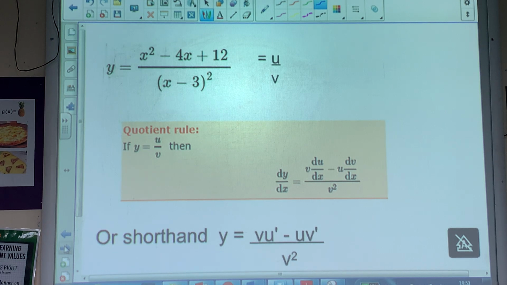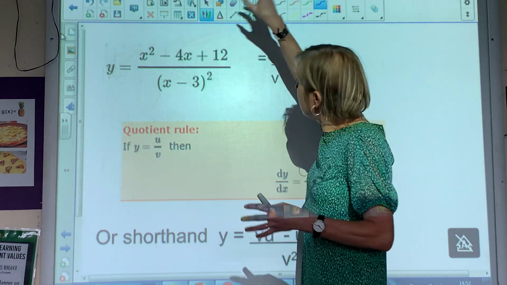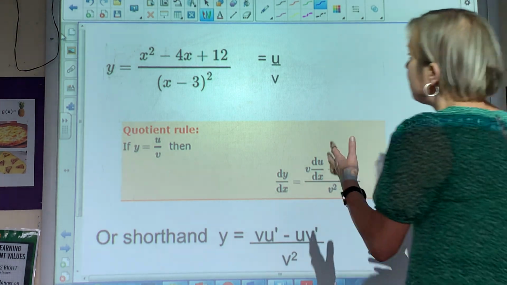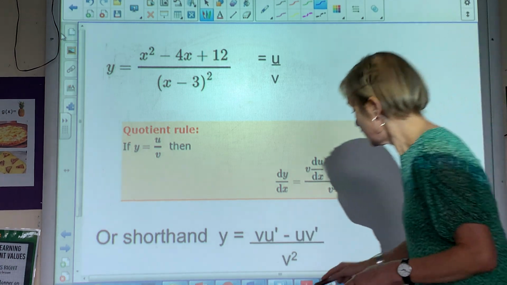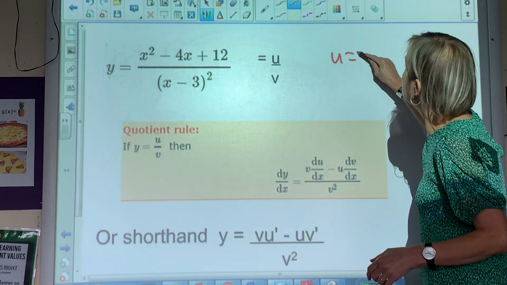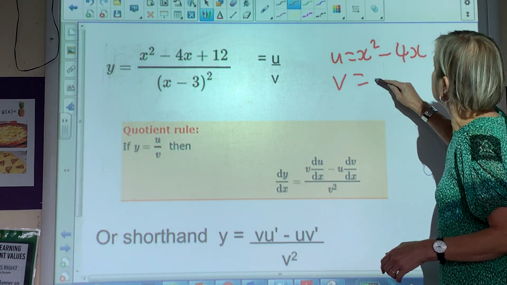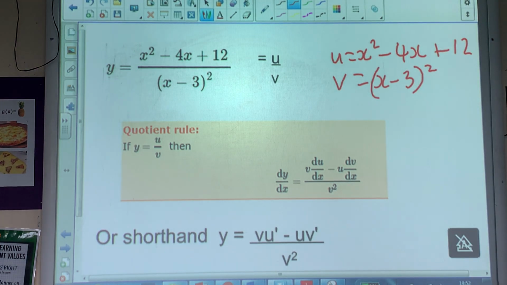So what we would do with the quotient rule is, just as we were letting the functions of x, when they were multiplied together, we were letting one equal u and one equal v. They're now being divided. So we're going to let one equal u and one equal v. So in this instance, we would have u equal to x squared minus 4x plus 12 and v equal to x minus 3 all squared. And then we would substitute them into our formula.